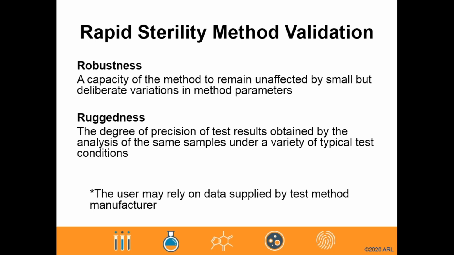It is important to understand that a measure of robustness is not a comparison between the compendial and alternative methods. Rather, it is a necessary component of validation of an alternative method so that the user understands the limits of the operating parameters of that method.